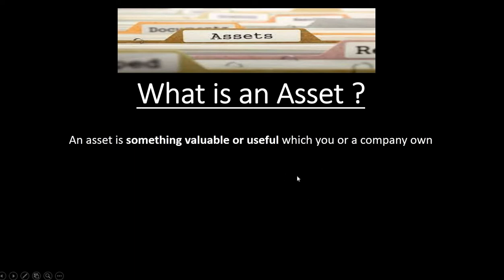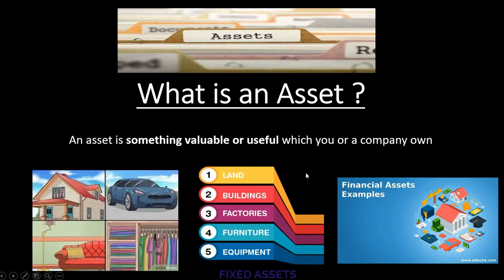What is an asset? An asset is something valuable or useful which you or a company own. Let me elaborate more for you. A mobile phone which is in your hand, it is also an asset. Anything that you have the right of it is your asset. It can be anything like your car, your house, even your furniture is your asset.